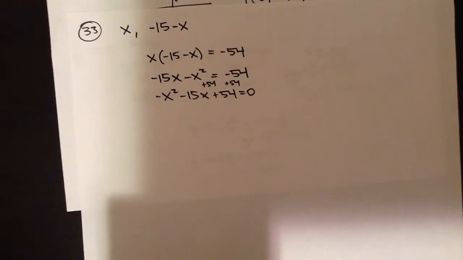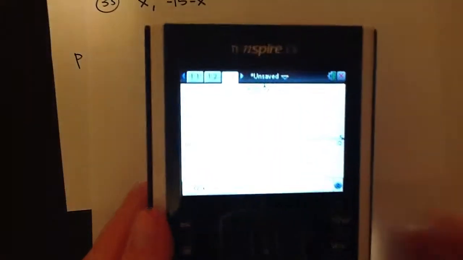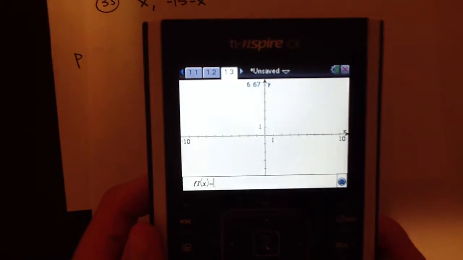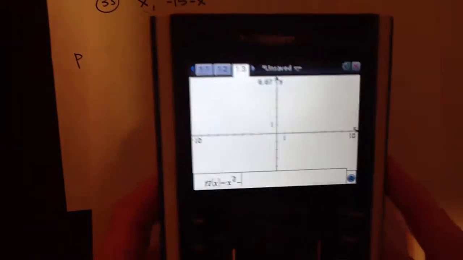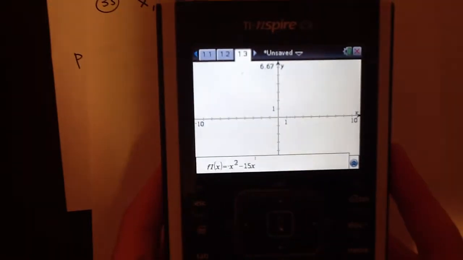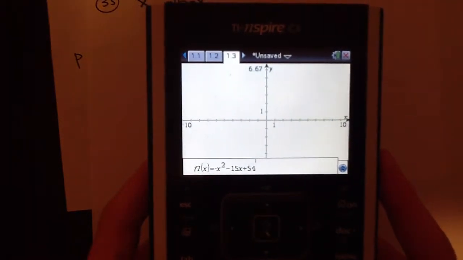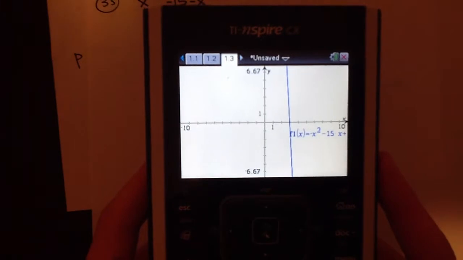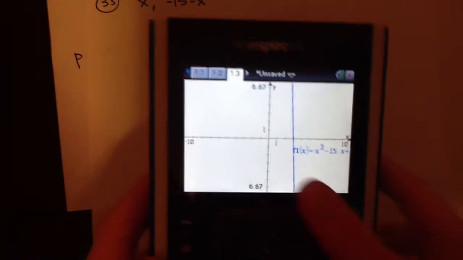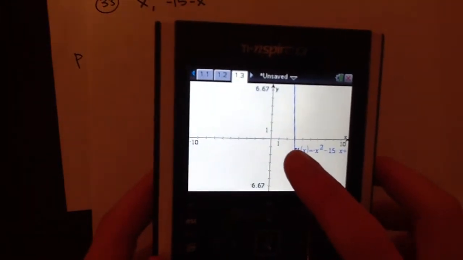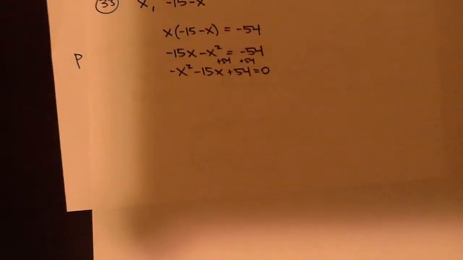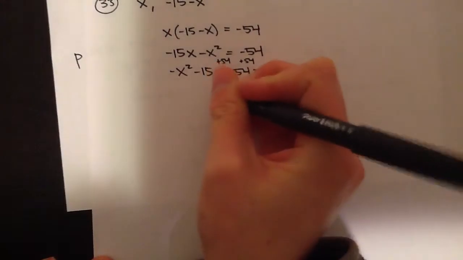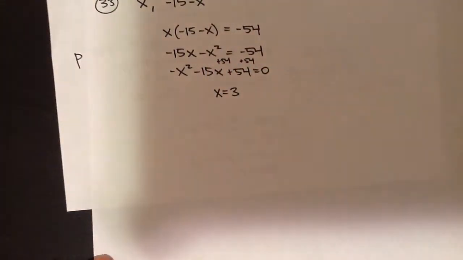So let's take a look. We're going to go into a graph. This is how we solved these the other day. So in a graph here, we are going to plot this function. So we've got a negative x squared minus 15x plus 54. So let's plot that just to see what we come up with. So here's one of our numbers that pops in here. So that's 3. So before we zoom around and see if anything else works, let's take a look at the 3. So x equals 3 is one number that we came up with.